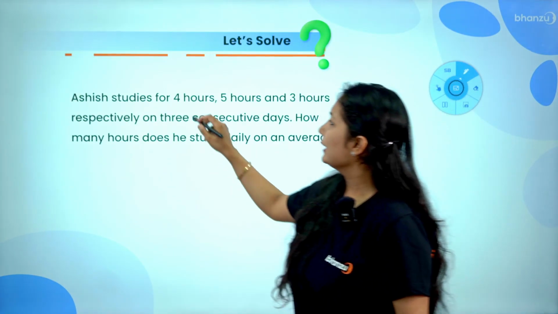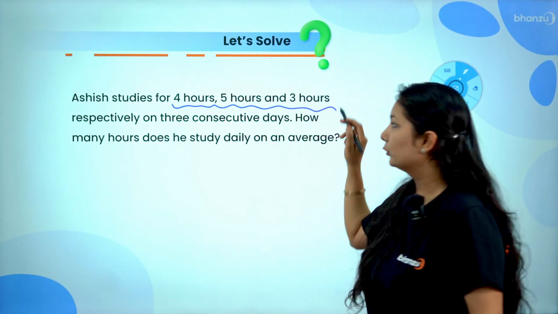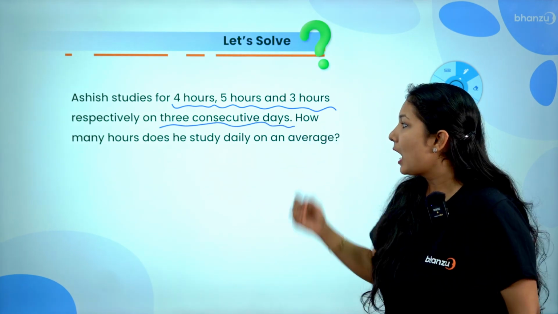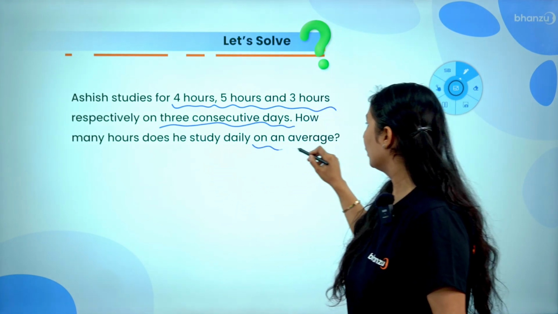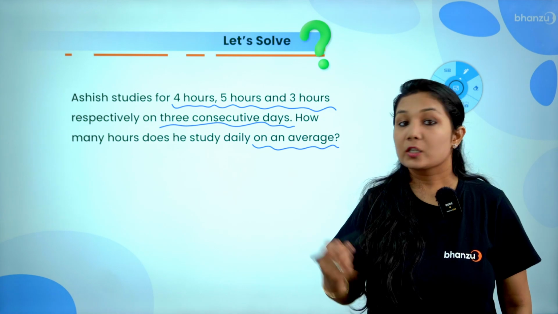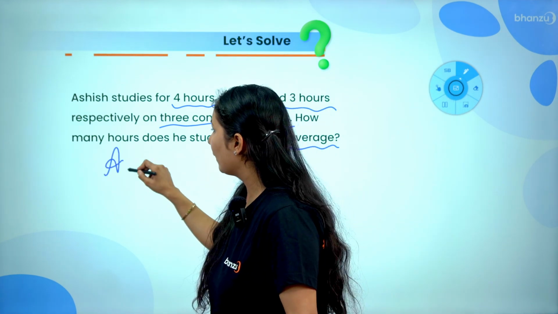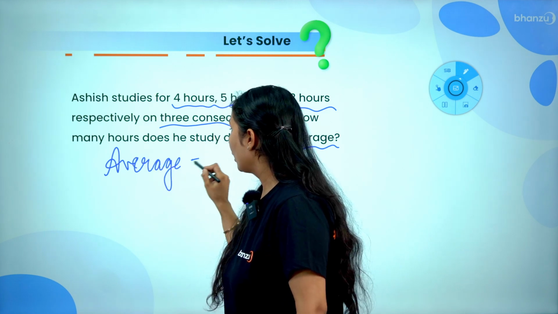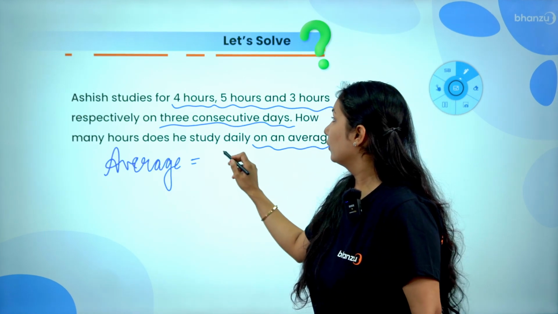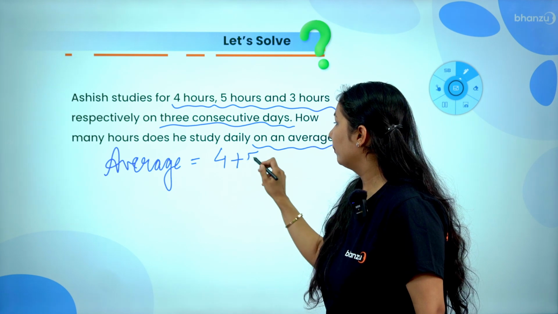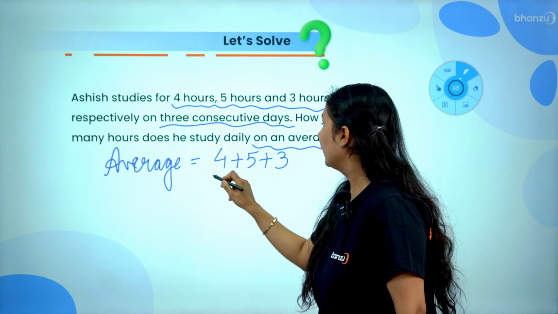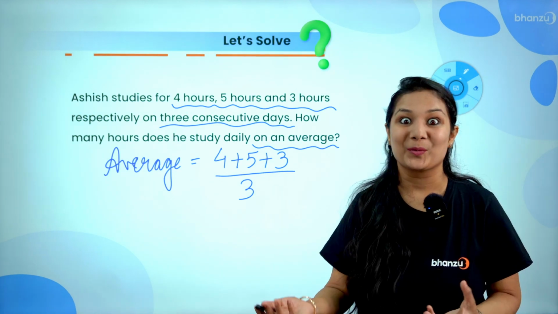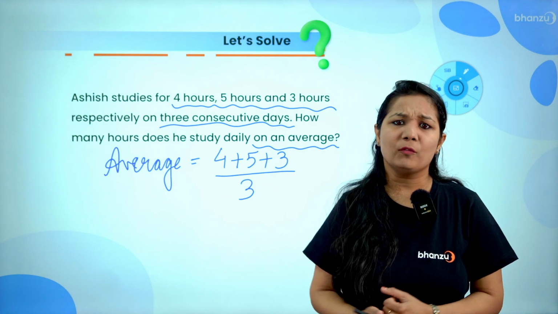Let's move ahead and solve a particular question over here. Similarly, Ashish studies for 4 hours, 5 hours and 3 hours respectively on 3 different days, right? How many hours did he study on an average? So what's average? It's actually mean, it's arithmetic mean. So average would be 4 plus 5 plus 3 by 3. Right? Sum of all observations divided by the number of observations.